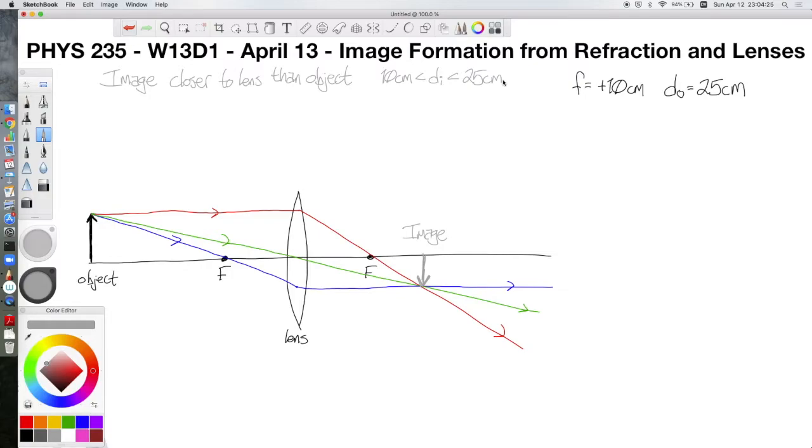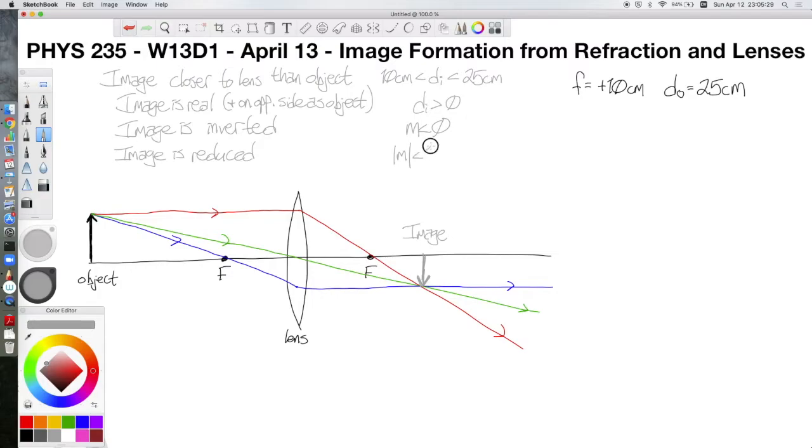Our image is real because the rays actually cross. Additionally, our image is on the opposite side of the lens as the object, so we expect a positive image distance. And our image is inverted compared to the object, so we expect a negative magnification. And last but not least, the image is smaller than the object, or the image is reduced. So we expect a magnification whose magnitude is less than 1.